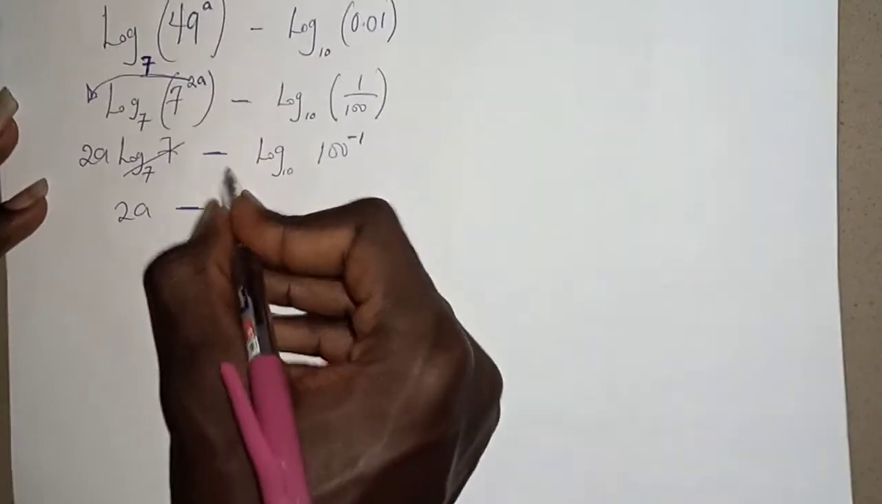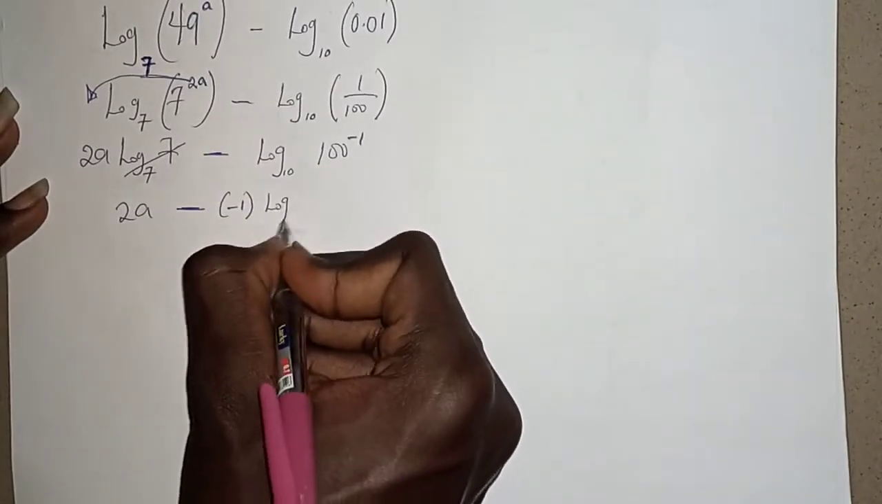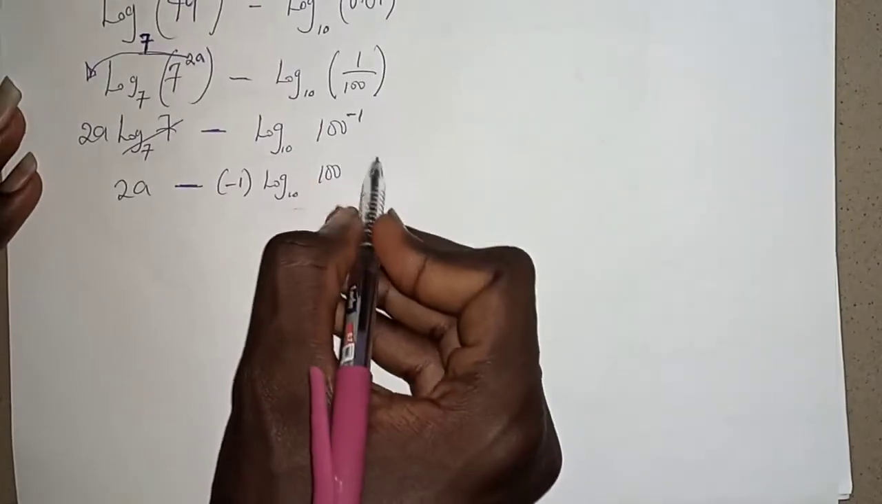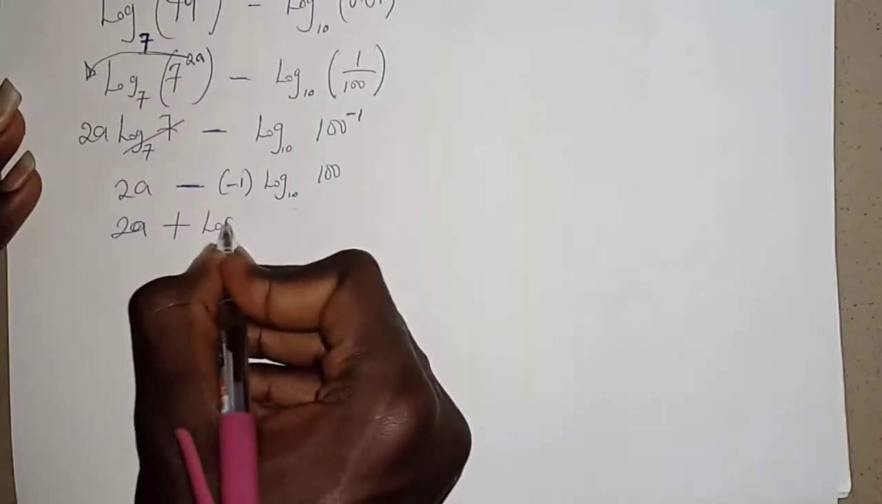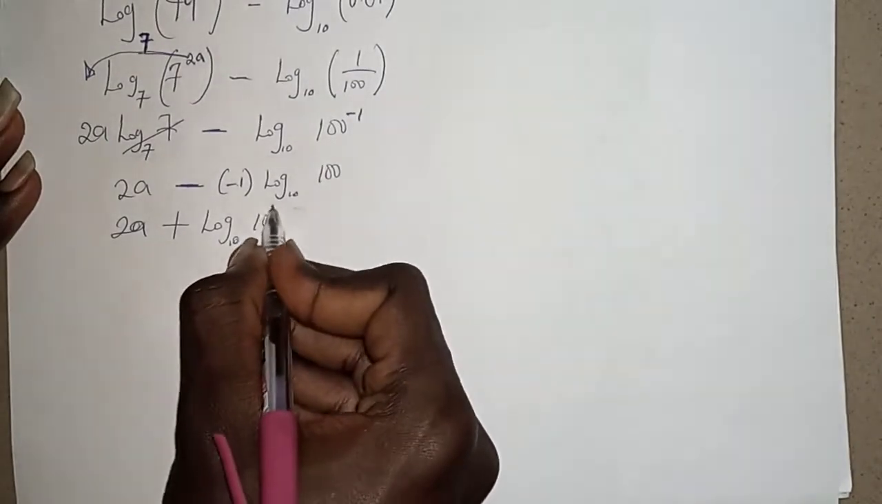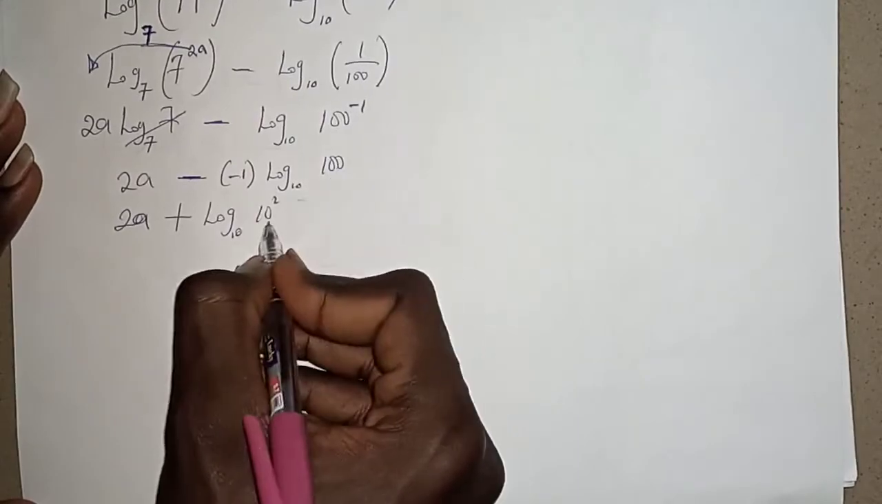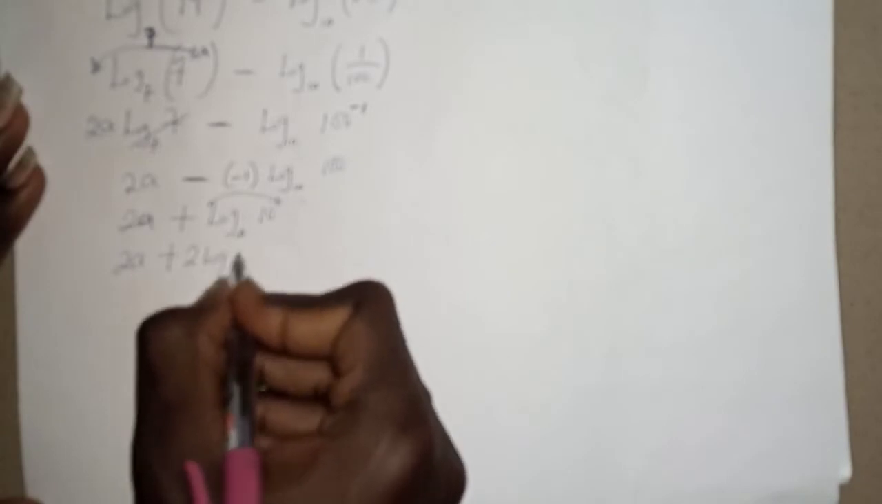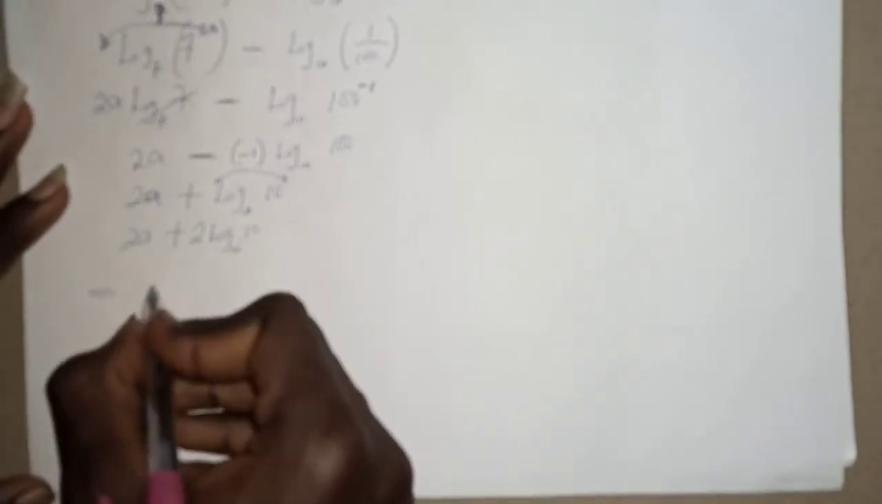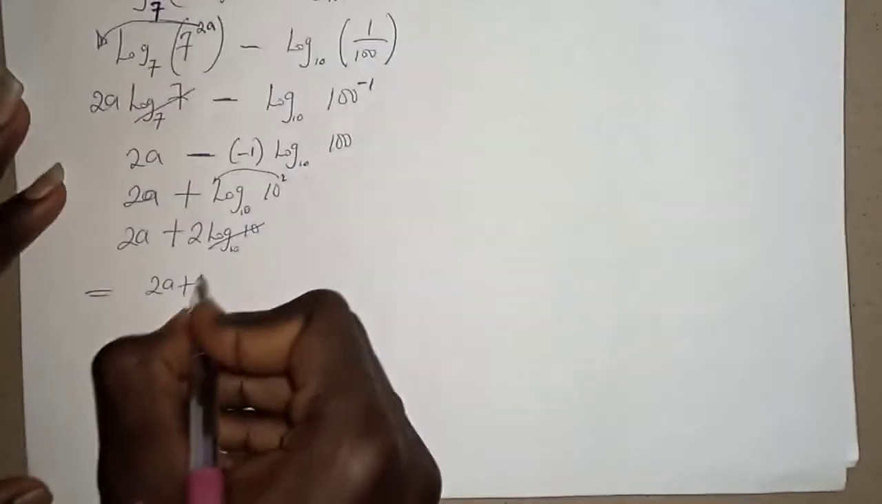So log 7 to base 7 is just 1. So I have 2a left, minus this, which is minus 1. When this minus 1 comes down, I will be left with just 100. Do you understand that? And then I have 2a. What's minus times minus 1? That's plus 1. That's plus logarithm of base 10. This 100 is 10 squared. So I end up having 2a plus, this 2 comes down, 2 log 10 to base 10. Hence, the final answer here is 2a plus, log 10 base 10 is 1. The correct answer is 2a plus 2.